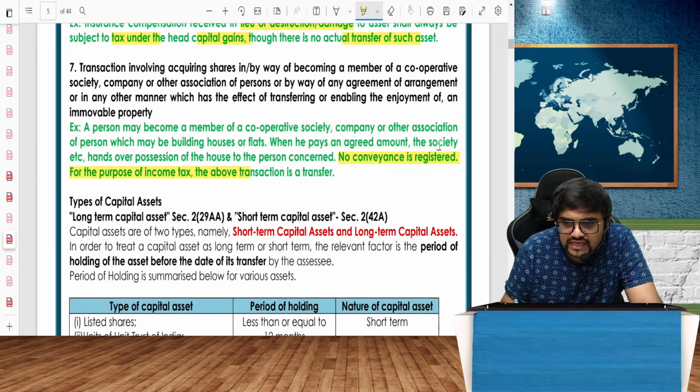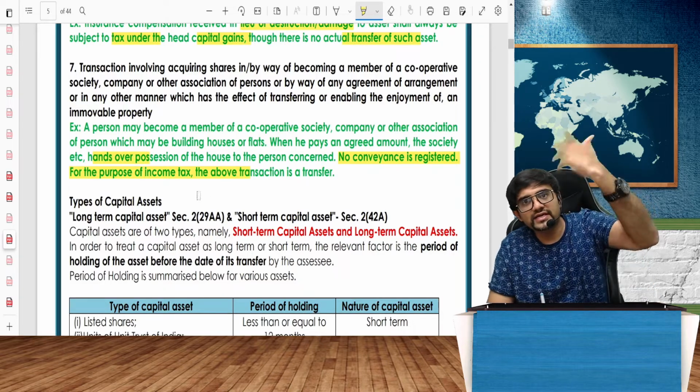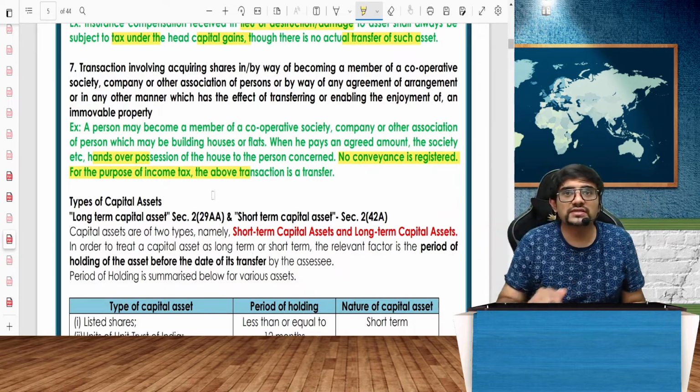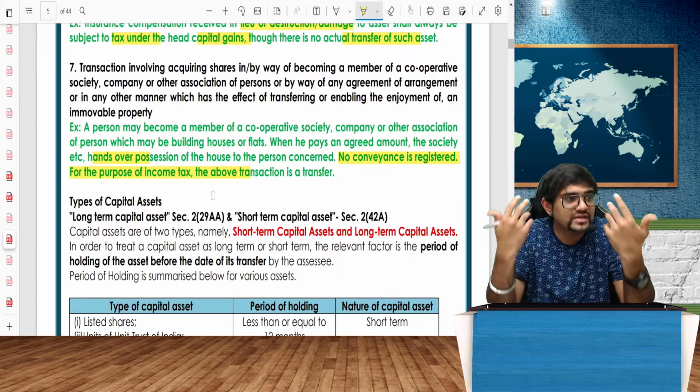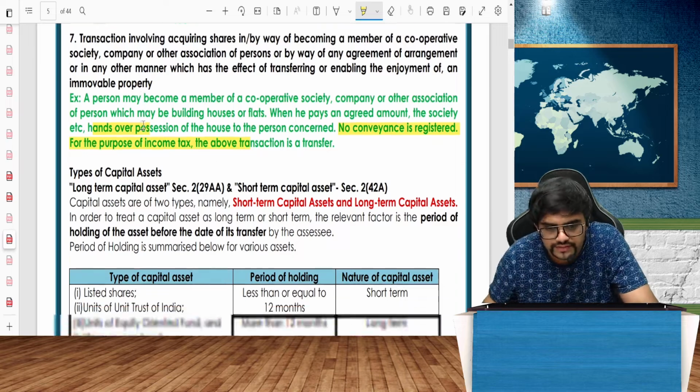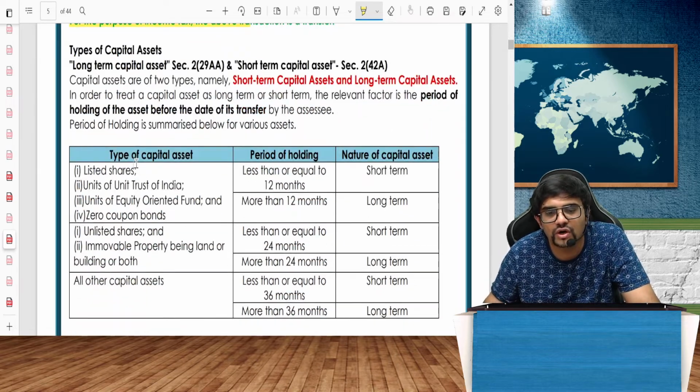So when he pays an agreed amount, the society hands over the possession, then later somebody else is buying. He will buy the house or the share. Will buy the share. Is it also a transfer? Yes. That's what I'm trying to tell. Then long term, short term.